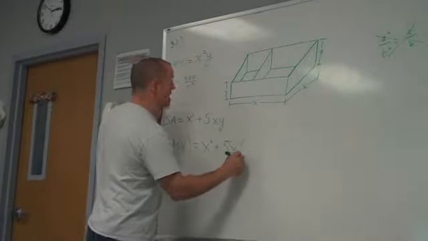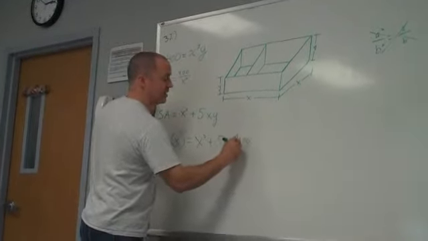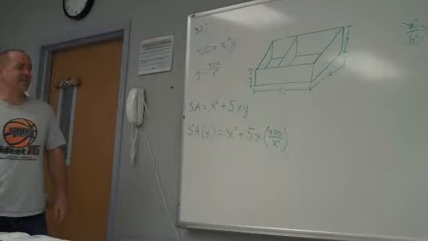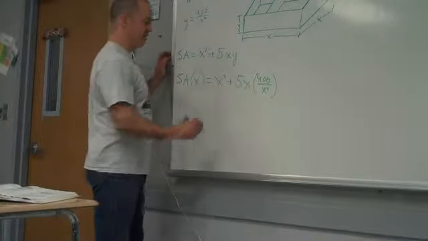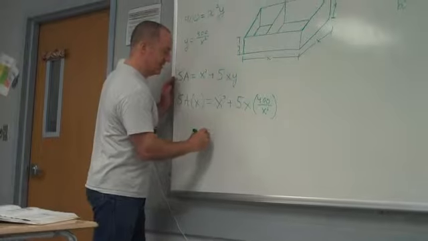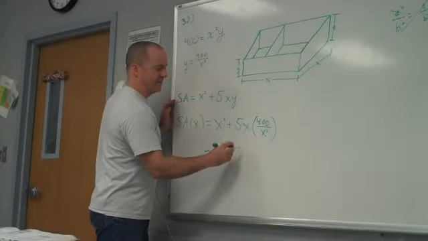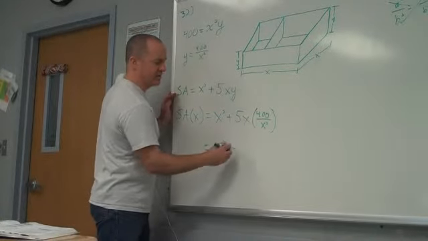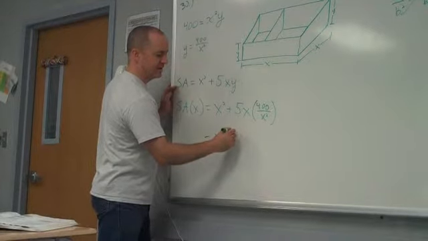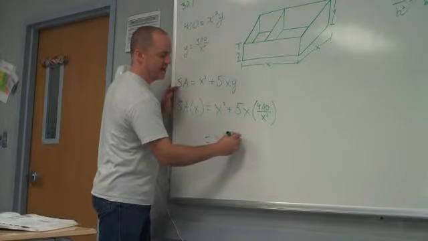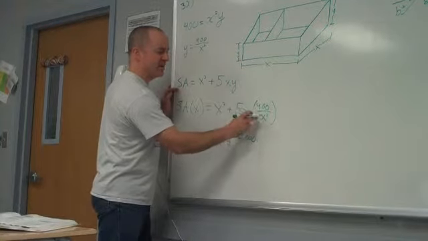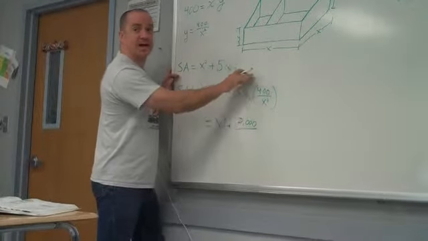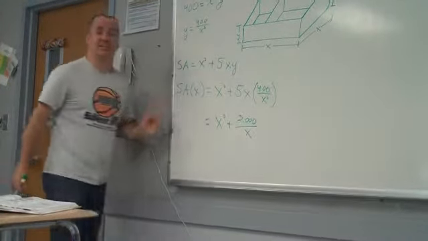Okay, so this is 5x times 400 over x squared. Now let's simplify this a little bit. If we make 5x over 1 as a fraction, you have 5 times the 400, what's that going to be? 2,000. And you have an x on top and an x squared on the bottom. So it's just x on the bottom. Just an x on the bottom.